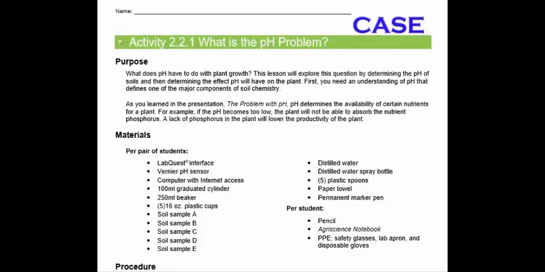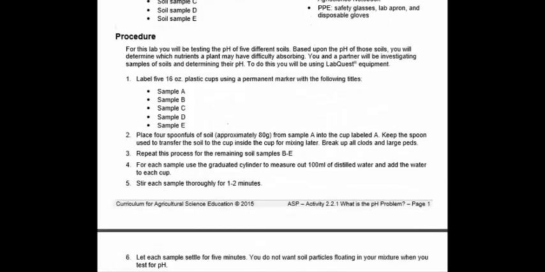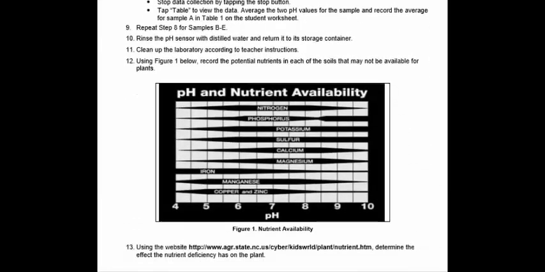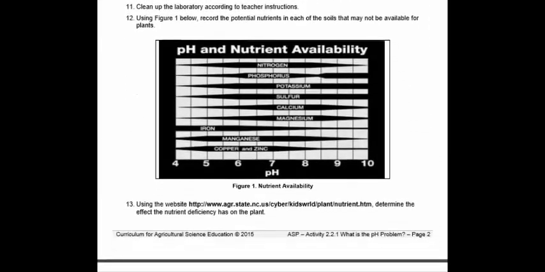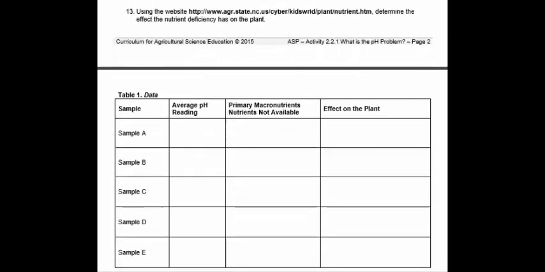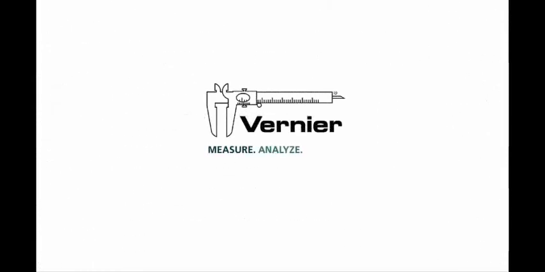Through Activity 2.2.1, you will conduct a soil sample test to determine pH. This will help you understand that soil pH determines the availability of nutrients required for plant growth and health. Your instructor will share where to find the materials and soil samples required to complete the activity. During this lab, you'll be using the Vernier LabQuest 2 and pH sensor.